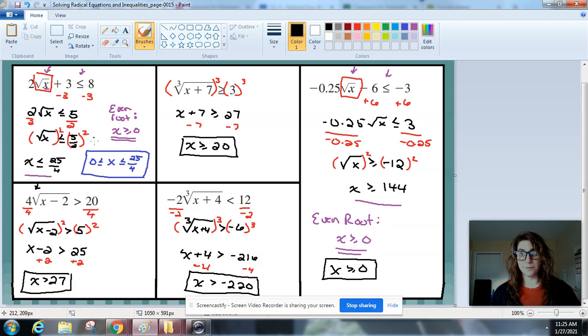In this case, the first one, the even root restriction was x is greater than or equal to 0, and the answer was an x is less than or equal to solution. So that's when you put it as a combination, as the compound inequality. If they're both in the same direction, they're both greater than 0, greater than 144, just take the smaller one, because then everything has to be bigger than that single number. Okay. Hopefully this helps you out.